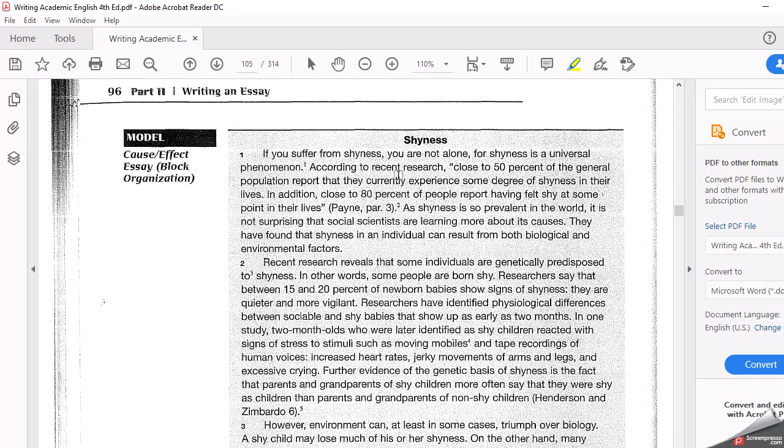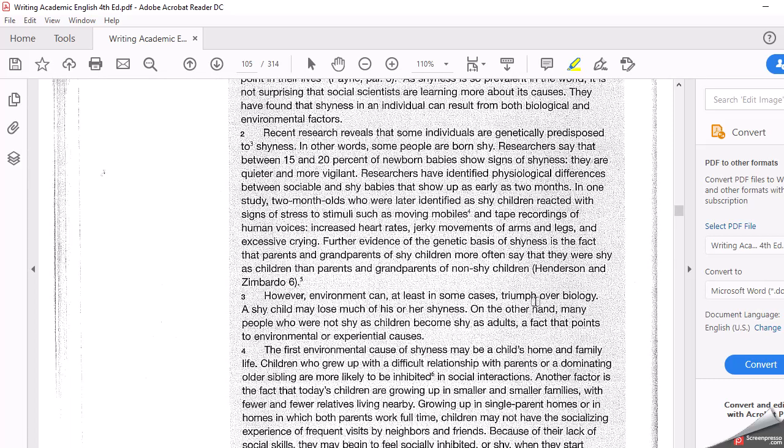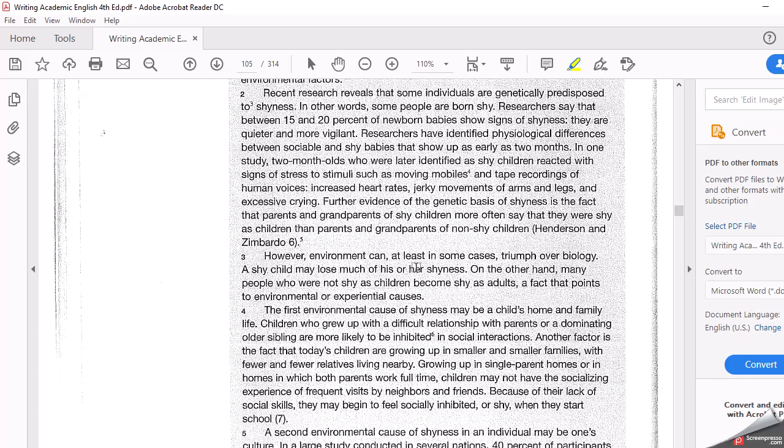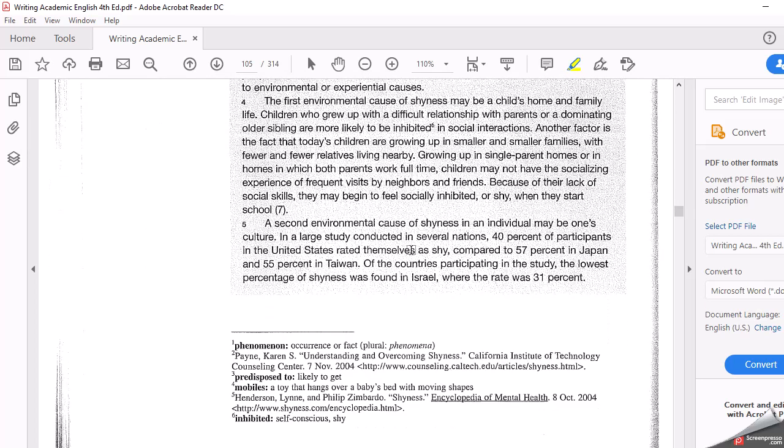Look at this model here. We have one paragraph, second paragraph. Look, this is the third paragraph, which is somehow smaller. Maybe you can conclude that this is the transition paragraph. Look, however, environment can at least in some cases triumph over biology. Like, look, it seems like this is a transition paragraph.